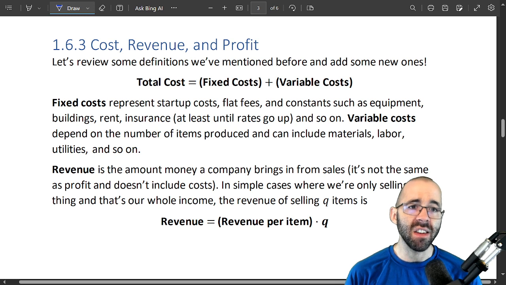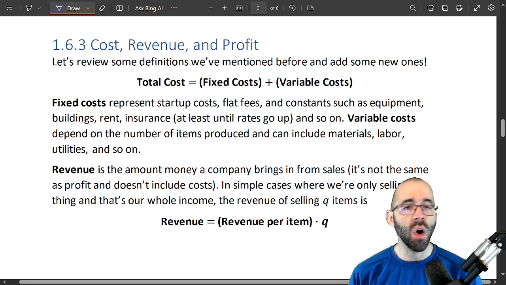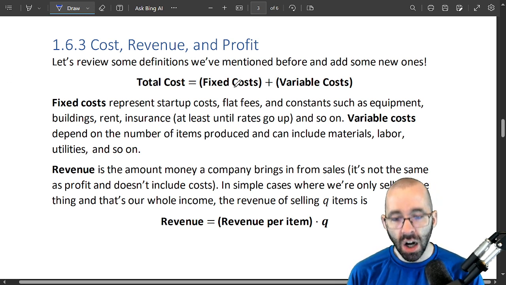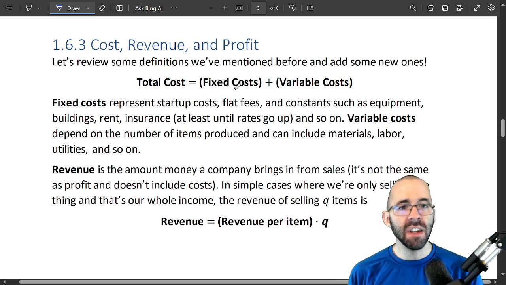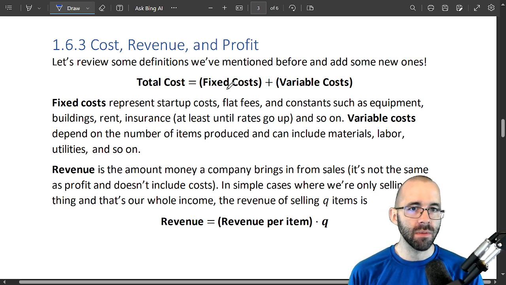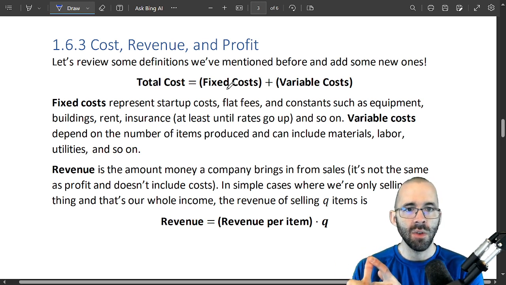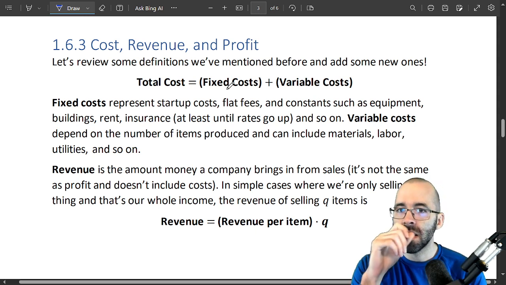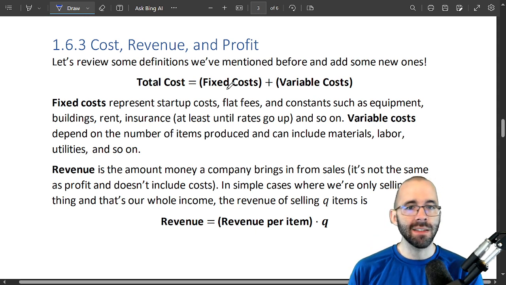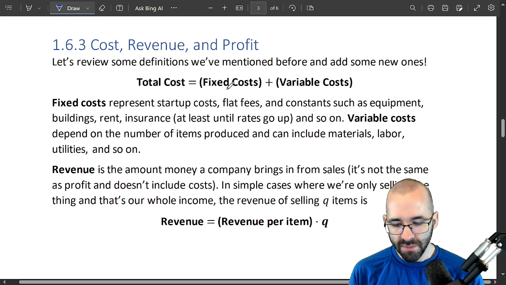But in general, when we talk about the total cost of producing some quantity of items, that total cost is going to be fixed costs and variable costs. That's the only options for costs, right? Something either has to be fixed, unchanging, or variable, it has to change or depend on things. So a lot of times we'll box things into one thing or the other.